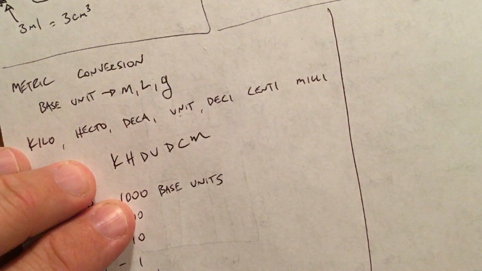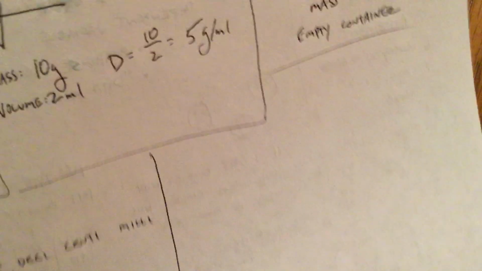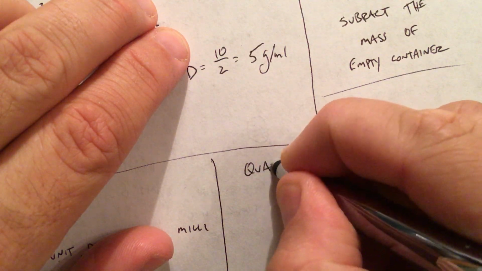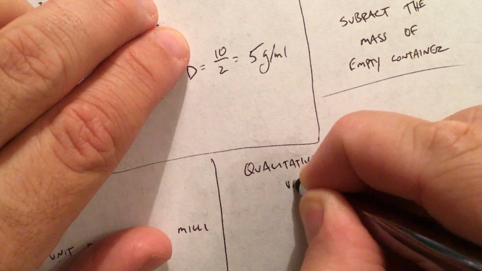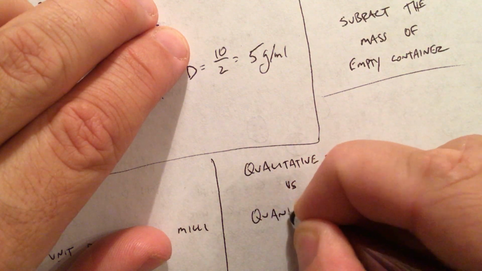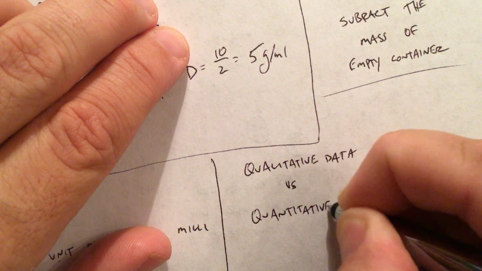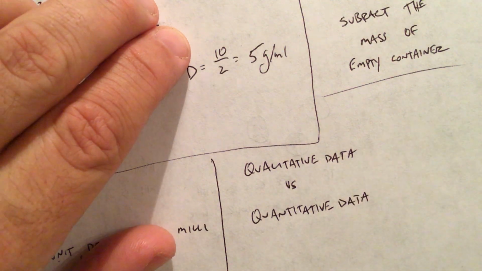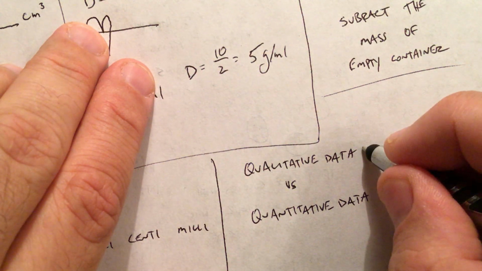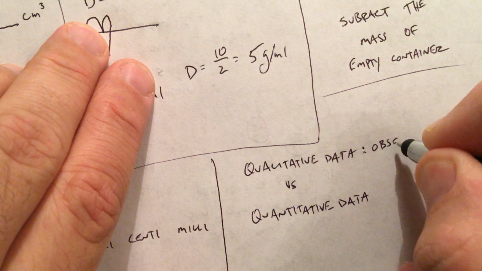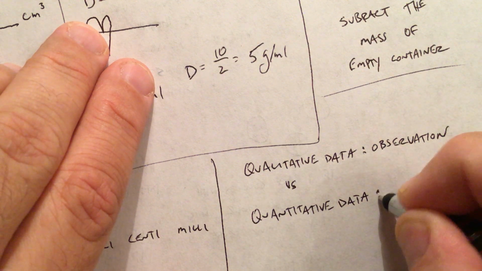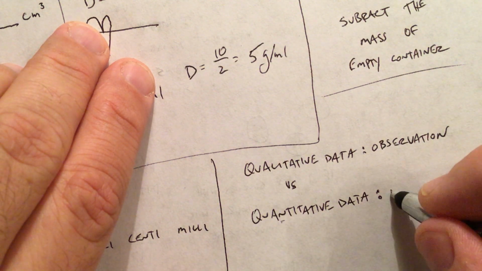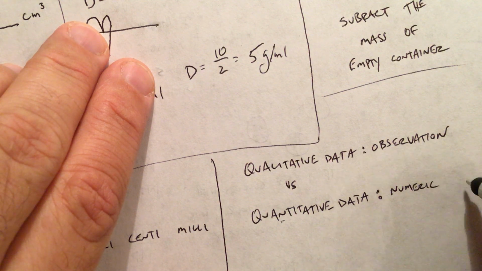Another thing you need to know for the test is the difference between qualitative data versus quantitative data. Qualitative is an observation that is non-numeric. And quantitative, with an N, is numeric observation.